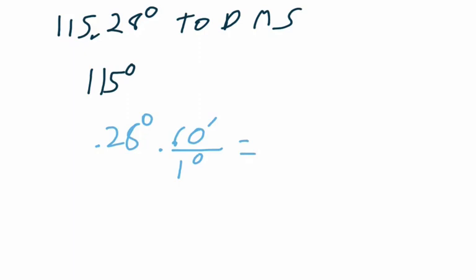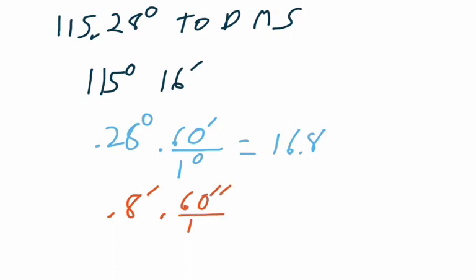And so I'm going to multiply 0.28 times 60. And that gives me a total of 16.8. So I'm going to take the 16, make that minutes, and I'm going to take the 0.8 minutes and multiply that by 60 seconds in 1 minute. That turns out to be 48 seconds. So that's my answer.